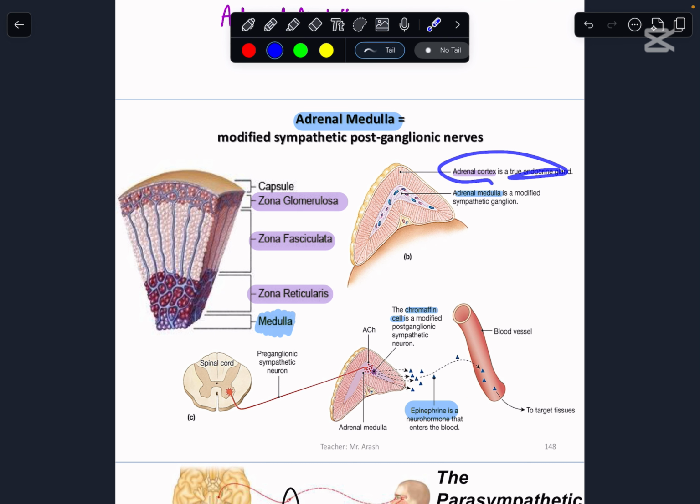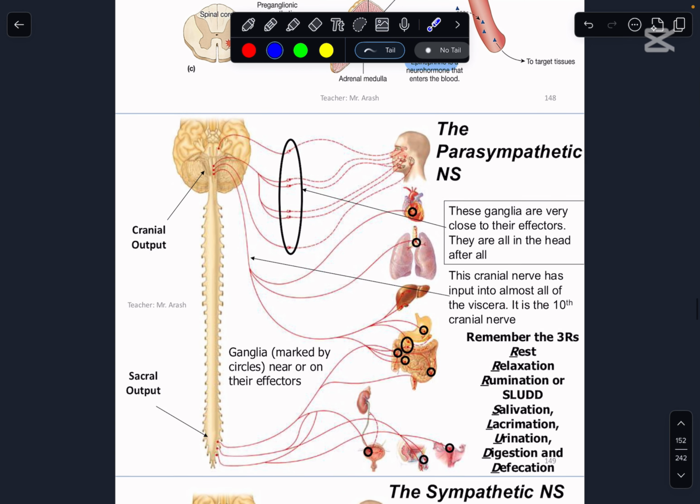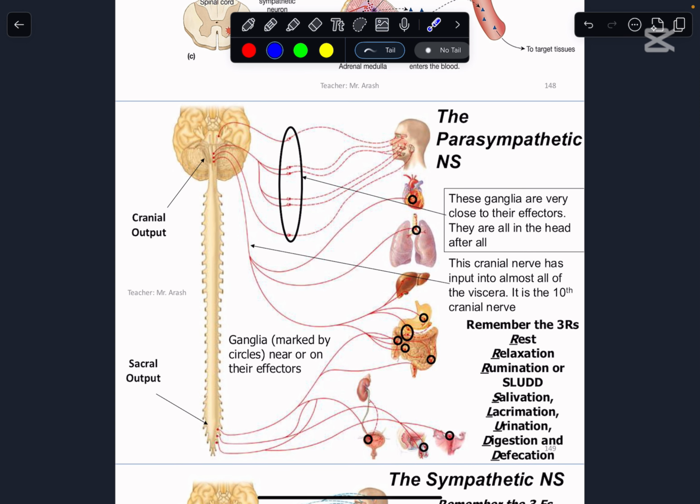Again, notice that the cortex is essentially an endocrine tissue. That's not what we will talk about; we'll talk about that later on in the endocrine class.